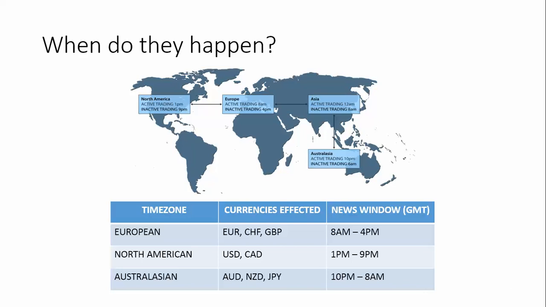And then finally, the Australasian session. The news events that come out are going to affect the developed nations of Australia, New Zealand, and Japan. So the currencies that will be affected by those news announcements are obviously the Aussie, the Kiwi, and the Japanese yen.